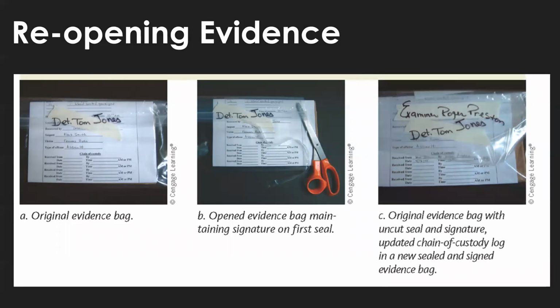And then when you're done, you would reseal it inside in a new bag. So you seal the inside to make sure that nothing falls out if you need to do that. Then you would put it in another evidence bag or container and seal that appropriately with your date and signature, and then update the chain of custody. Basically, the key is if you can maintain the initial seal, maintain it.